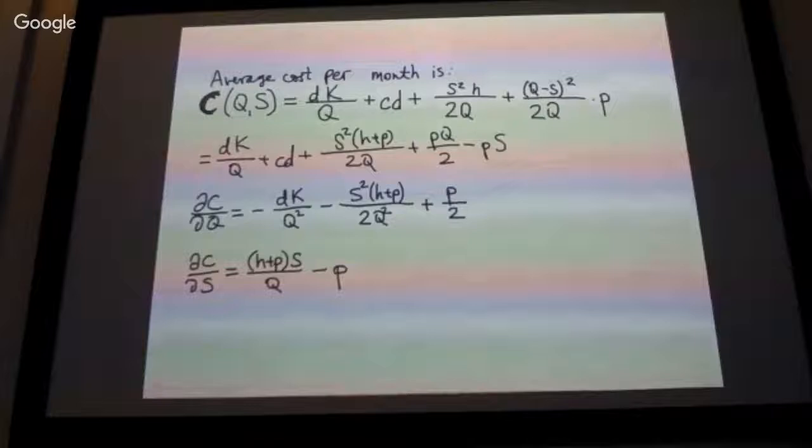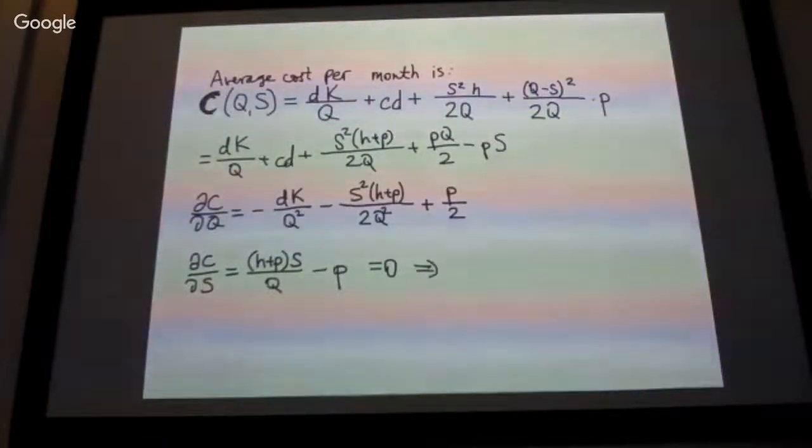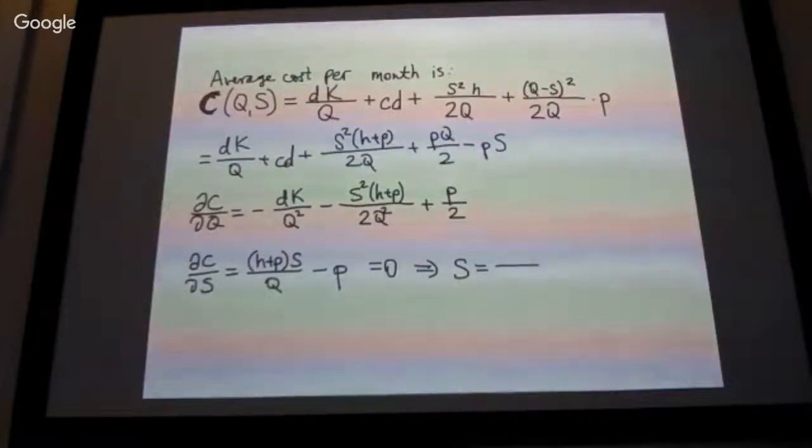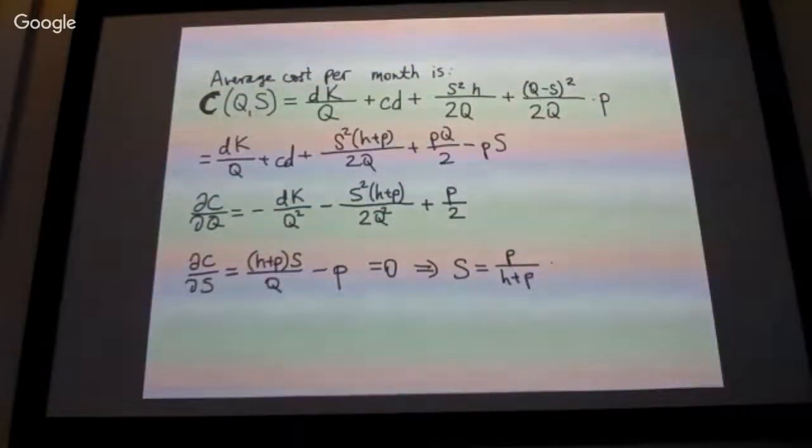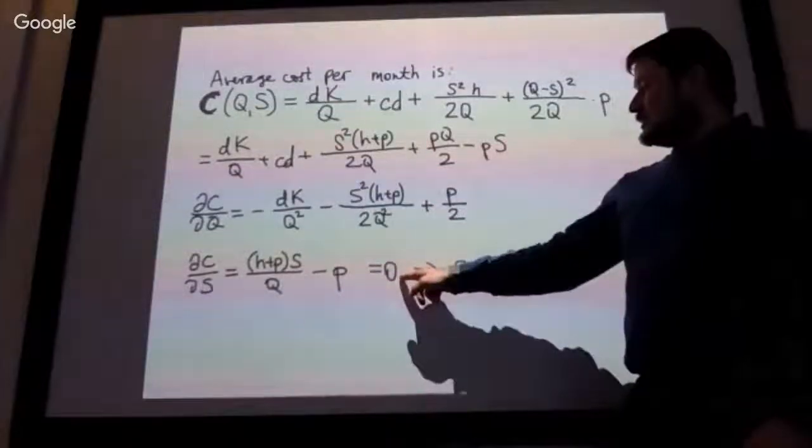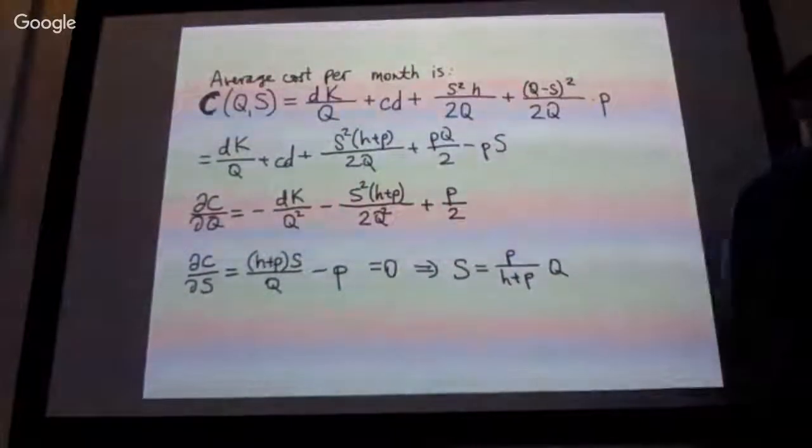So if we want this to be 0, because we're looking for the minimum, at least a local one, then that means s should be p over h plus p times q. Times by q, get pq, that by h plus p, yes.